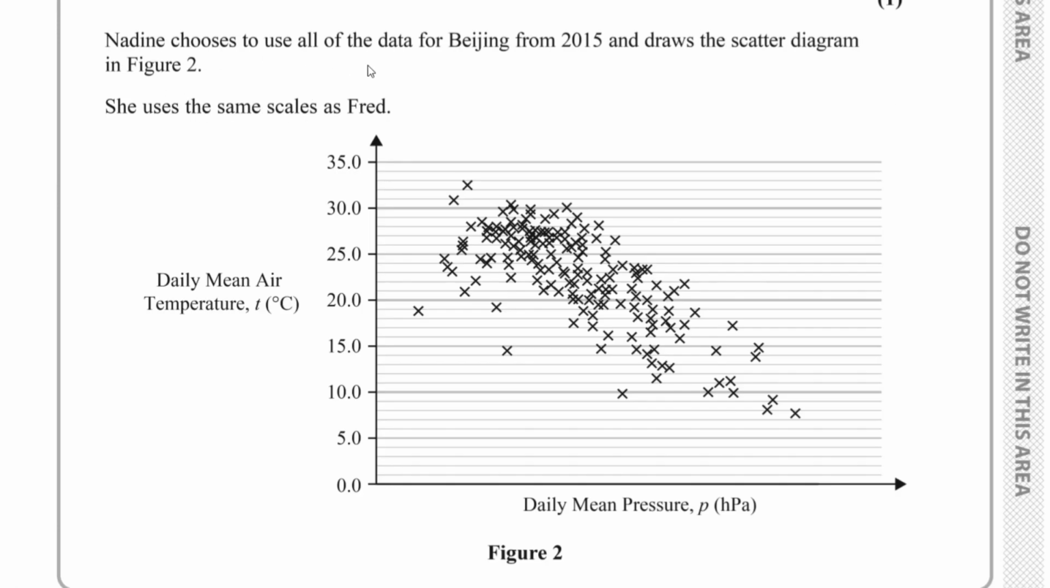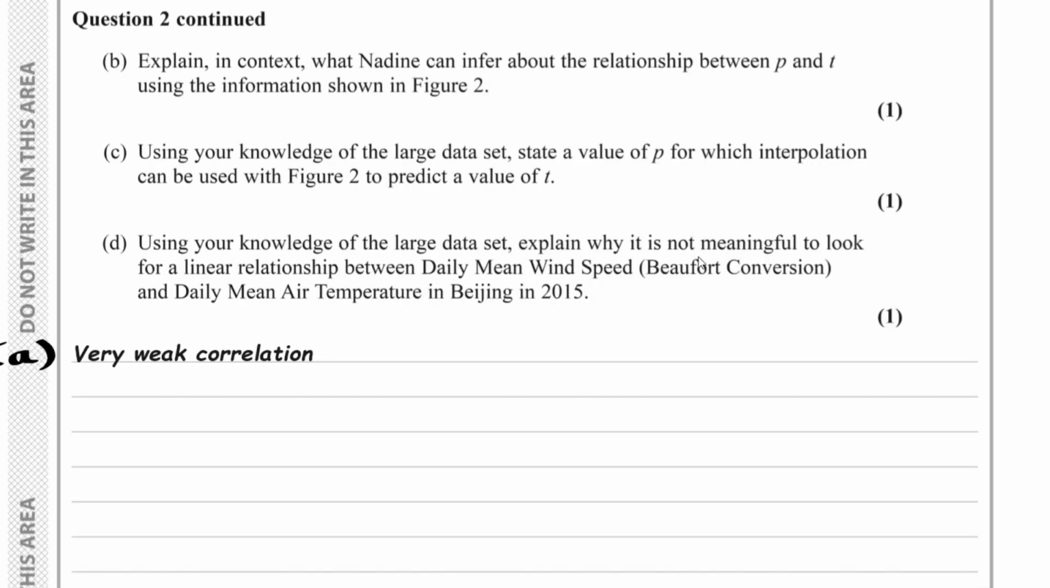Nadine chooses to use all of the data for Beijing from 2015 and draws the scatter diagram in figure 2. She uses the same scales as Fred, so that's shown in figure 2. For part B, we have to explain in context what Nadine can infer about the relationship between P and T using the information shown in figure 2.